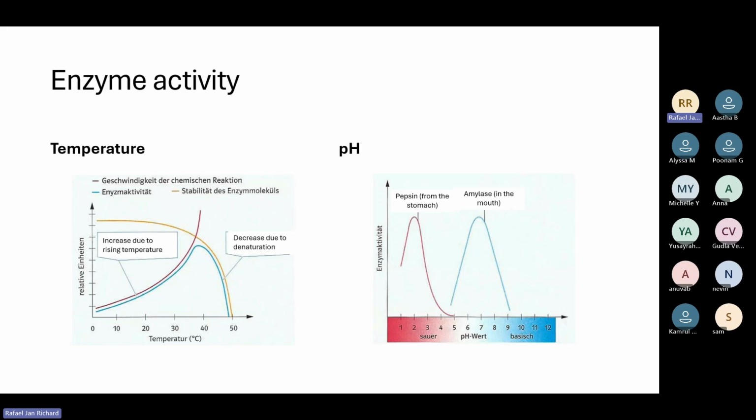Whereas most other enzymes, for example amylase, which is also a digestive enzyme present in your mouth, in your saliva, are more in a neutral pH range of about 7, where they are very active. So the enzymes have to be adapted to where in the body they work.